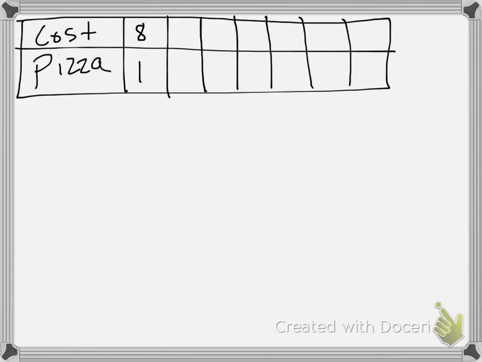variation. Another way to think about direct variation is to think about buying something. If I'm buying pizzas and one pizza costs $8, two pizzas would cost $16, three pizzas would cost $24, four pizzas would cost $32. This is a direct variation. This value is changing at the same rate, going up by 1. This value is changing by the same rate, going up by 8. So I have a direct variation.